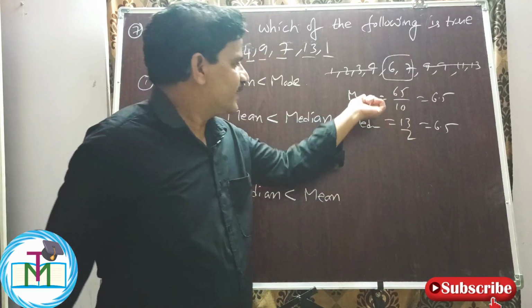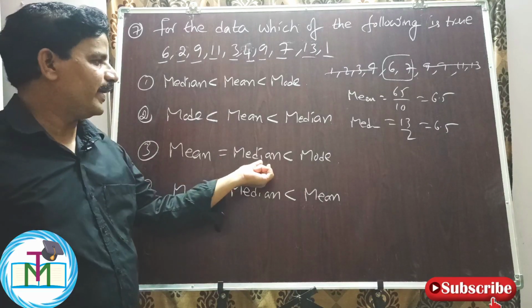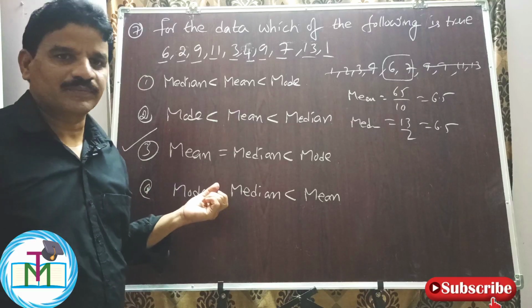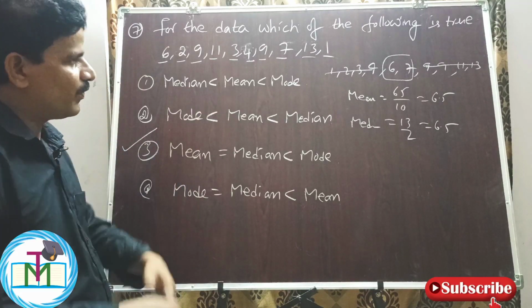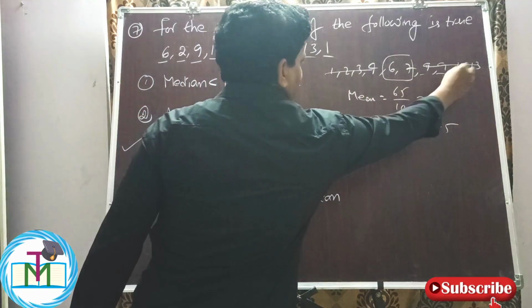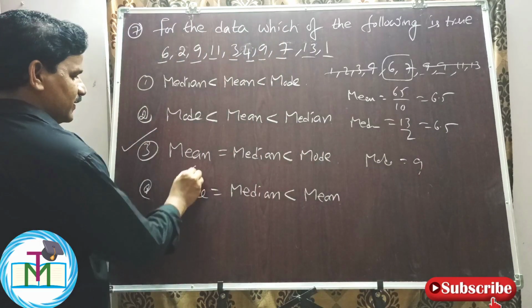So here mean is equal to median. See here, mean is equal to median. We have only one such option. This option is the right answer. So option 3 is the right answer. We need not calculate mode, but if you want to calculate mode, which value is repeated in the given data? 9 is repeated twice. Therefore mode is equal to 9.